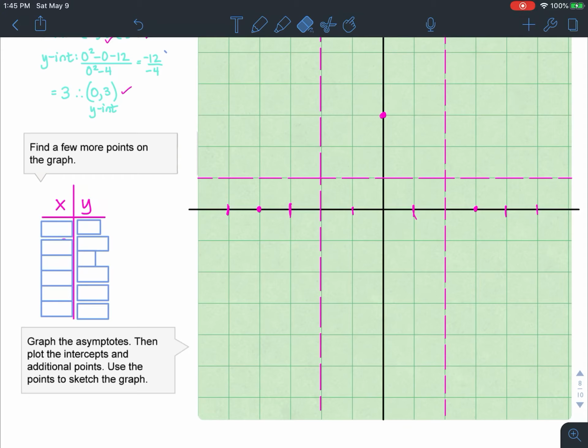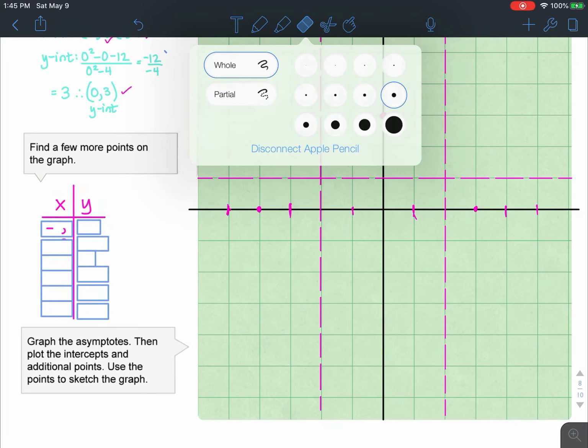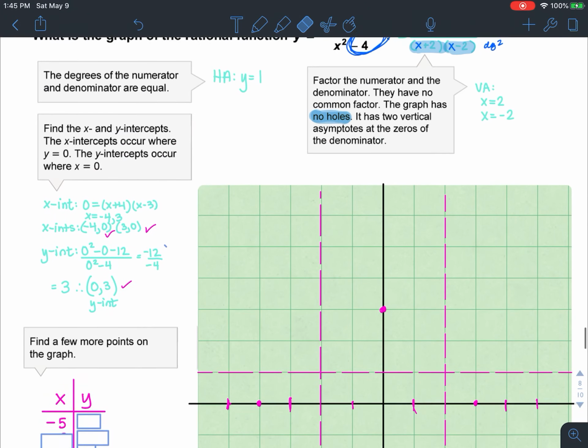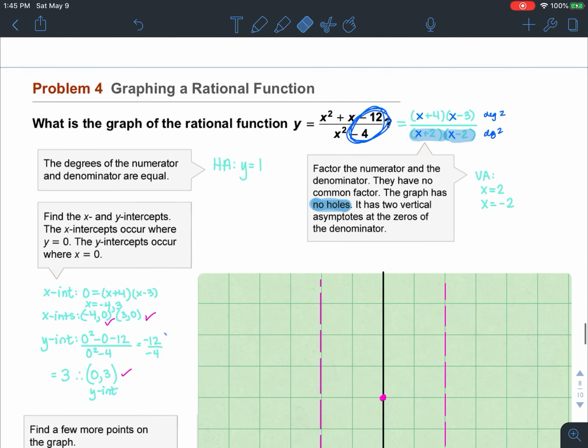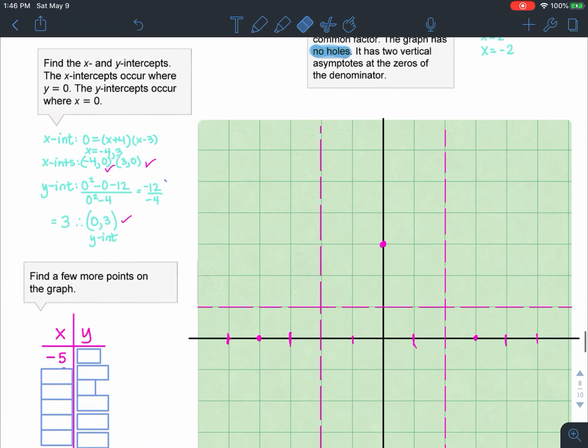Okay, so let's just start on the left. Let's go here to negative 5. If we plug in -5, we'll plug it in. It doesn't matter where you plug it in, but just from experience, it's easier to plug it in the factored form, generally speaking. But, you know, it's up to you.